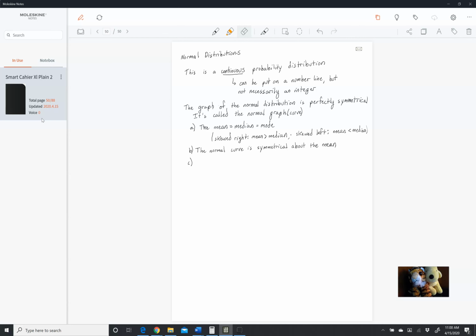Area under the curve is equal to 1. We talked about this with the discrete probability distribution as well, that if you take the sum of all of the probabilities, it's equal to 1. Well, the same thing is true here. If you take the sum of your probabilities, you get 1, and that sum is the area under the curve. So the total area under the normal curve is equal to 1.